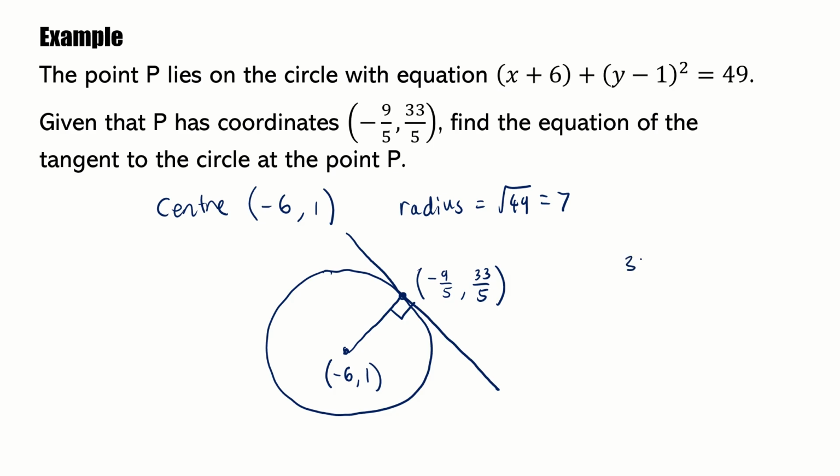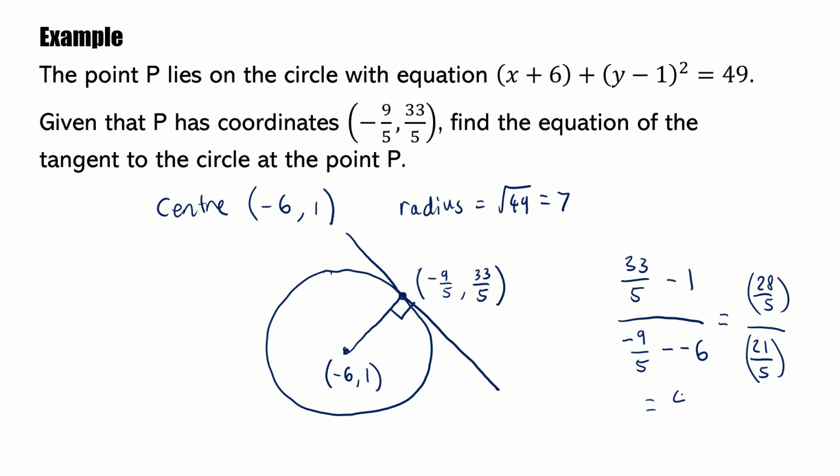So therefore I'm going to do the 33/5 take away 1, and then because I picked the 33/5 first on the top, I've got to choose the associated x coordinate first on the bottom. So therefore that'll be -9/5 minus -6. So calculating that will get us 28/5 on the top, and on the bottom we're going to get 21/5, which will come to a gradient of 4/3.